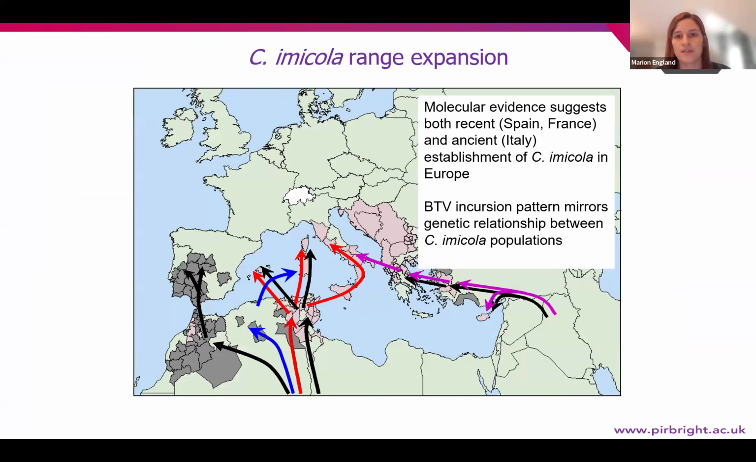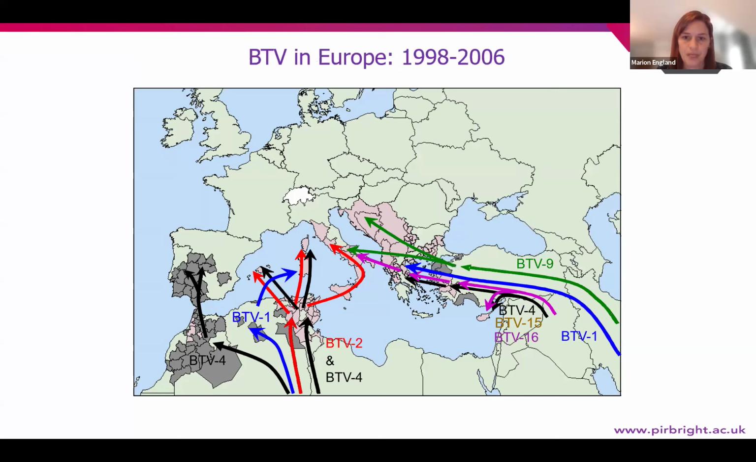So there has been some range expansion of Culicoides imicola. So it has moved slightly further north, but by and large, it's stayed very much limited to the Mediterranean. So it's still not anywhere near us at the moment. What we have seen between 1998 and 2006 is multiple serotypes, multiple incursions coming in more and more often from Africa and the Middle East. So each of these different coloured arrows is a different serotype of bluetongue.